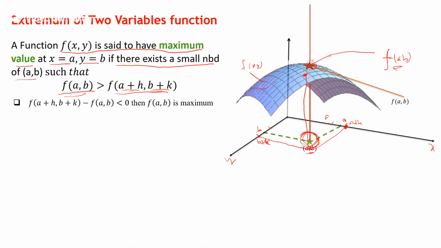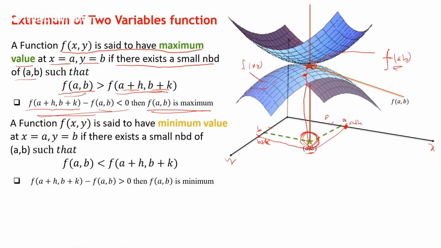Similarly, we can say if the condition f(a plus h, b plus k) minus f(a, b) is less than 0, then at that point the function is maximum. And similarly for the minimum value, the function is said to have a minimum value if f(a, b) is less than the value of the function at the neighborhood point f(a plus h, b plus k), or f(a plus h, b plus k) minus f(a, b) is greater than 0. So the function is minimum at that point (a, b).